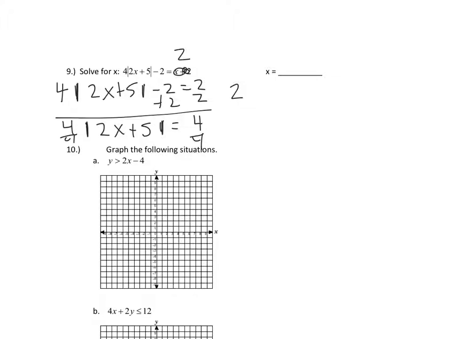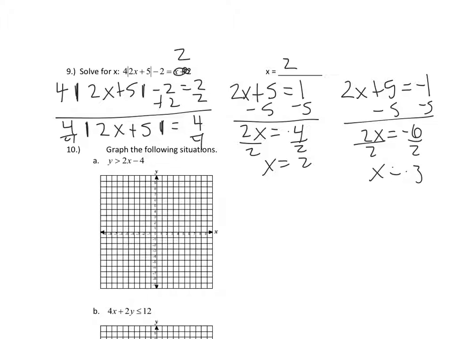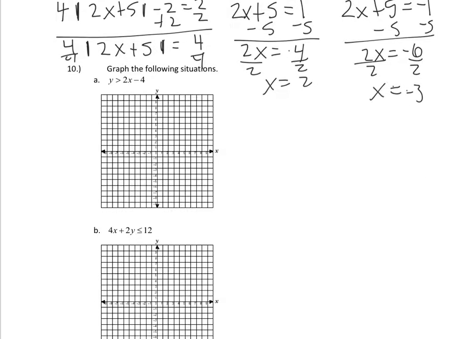You need to have 2x plus 5 equals 1, and 2x plus 5 equals negative 1. Okay, I'm going to minus 5, and I get 2x equals negative 4, and I get x equals 2. I'm going to minus 5 again, and I get 2x equals negative 6, divide by 2, and I get x equals negative 3. Okay, I think that problem got better.